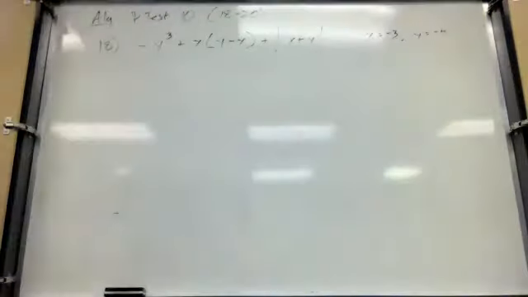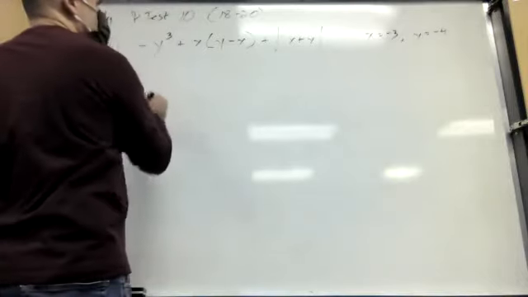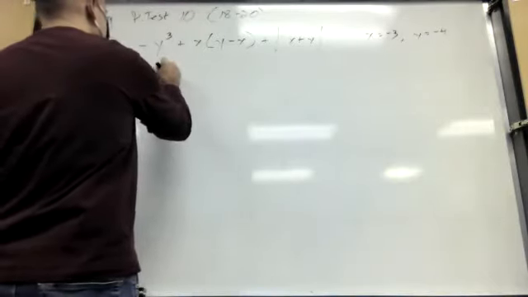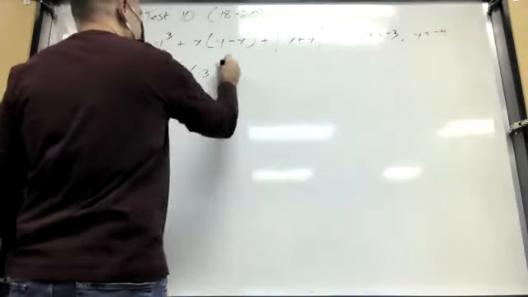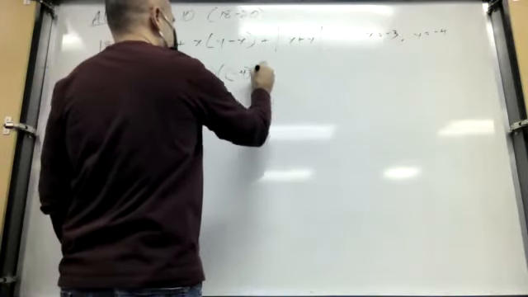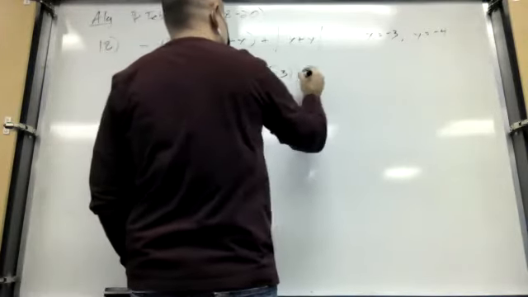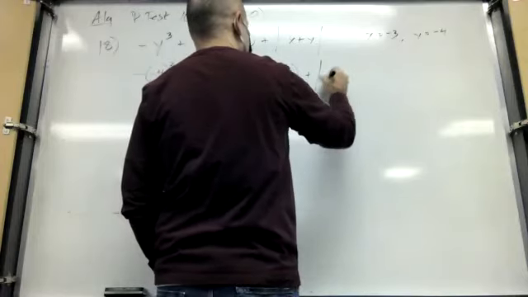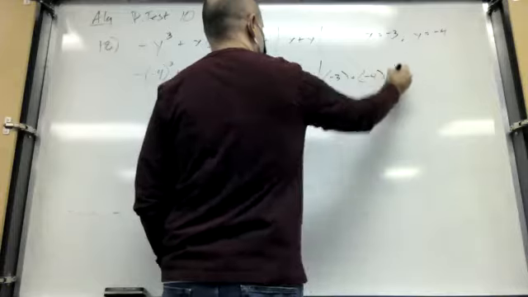So first thing we're going to do is put these in. And when you're dealing with negative numbers, you should definitely put them in parentheses. Okay, so we have negative, y is -4, so (-4) all to the third power plus (-3) times (-4 minus (-3)) plus absolute value of ((-3) plus (-4)).